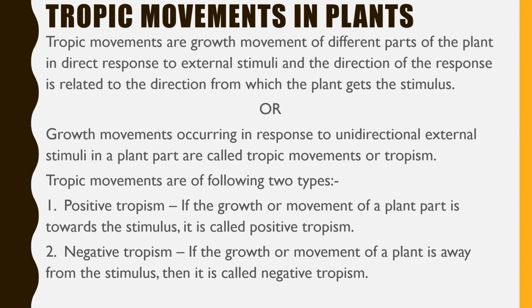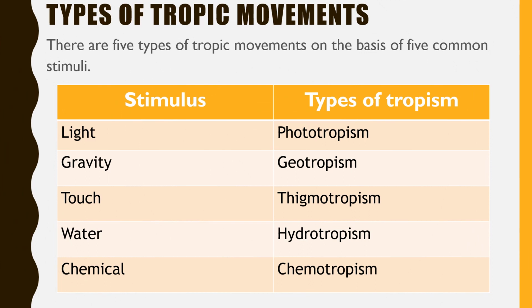Tropic movements are of the following two types. Positive tropism: if the growth or movement of a plant part is towards the stimulus, it is called positive tropism. Negative tropism: if the growth or movement of a plant is away from the stimulus, then it is called negative tropism. There are different types of tropic movements. Mainly 5 types of tropic movements are there on the basis of 5 common stimuli.